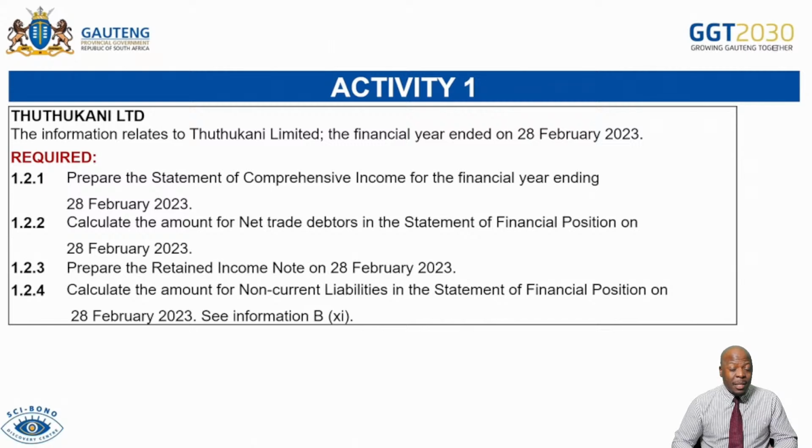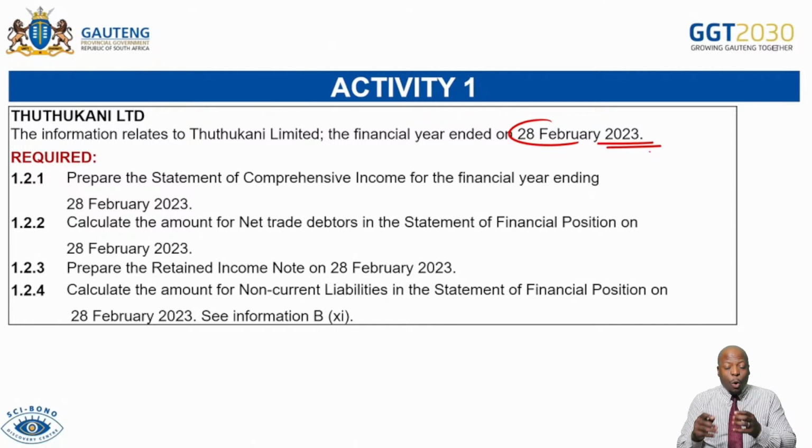So we are preparing this even for the June exam, for the prelim, and even for the final. I know some of you have already written your control test, or if you're going to write maybe in the next couple of days. It is very important that you read your information, understand your information. Like in this one, it's Tutukani Limited. The information relates to Tutukani Limited. The financial year ends on 28 February 2023. Very key.